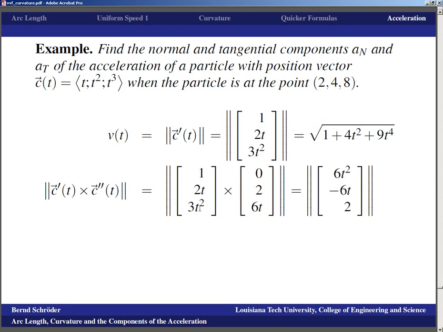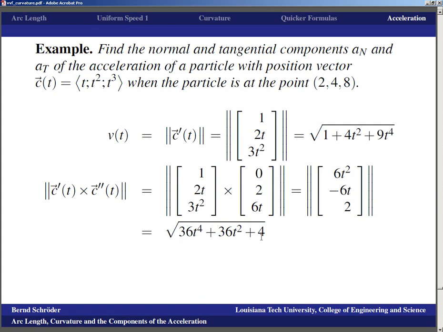6t minus 0 is 6t, with the extra negative sign is negative 6t. And then we get 2 minus 0 is 2 for the z component. And if we take the magnitude of that, we get the square root of 6t squared quantity squared is 36t to the fourth. Negative 6t quantity squared is 36t squared. 2 squared is 4, so we get the square root of 36t to the fourth plus 36t squared plus 4.